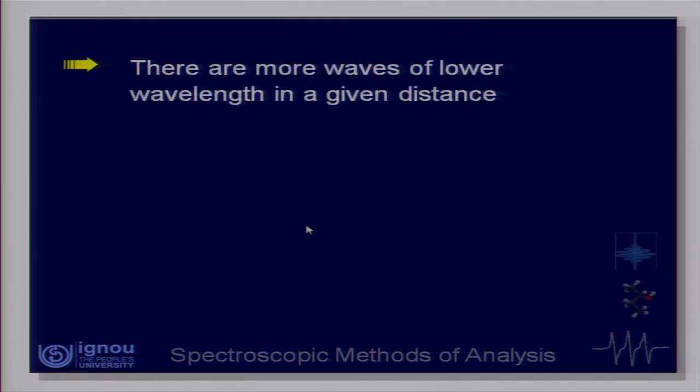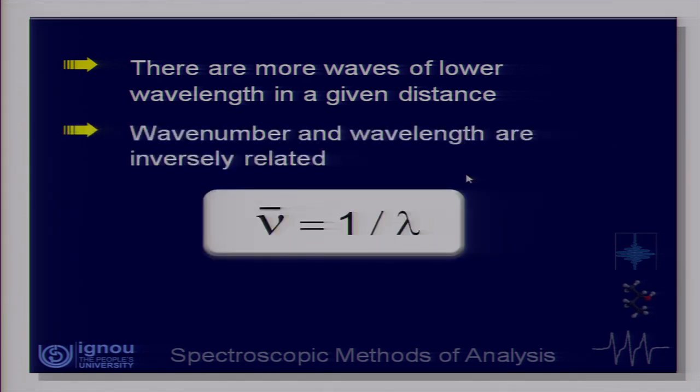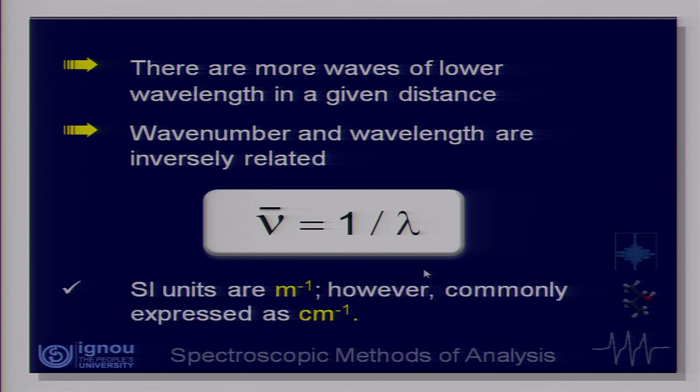That there are more waves of lower wavelength in a given distance, and that translates into the wave number and wavelength being inversely related. We depict this as, so this is the symbol for wave number, given the frequency symbol over here with a bar on it, and that is equal to 1 by lambda. Since lambda is the wavelength, which has units of meter, the SI unit for wave number would be meter inverse. However, commonly we use units like centimeter inverse rather than meter inverse.